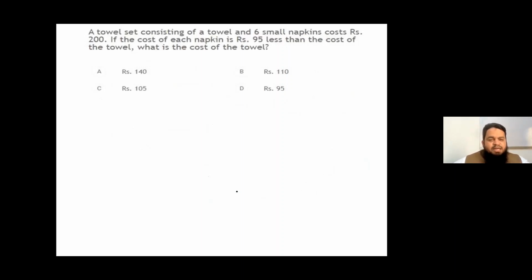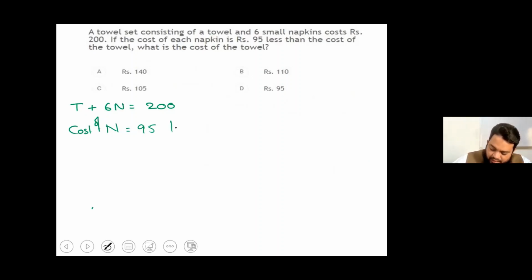Next question. A towel set consisting of a towel and 6 small napkins costs rupees 200. Okay, what is the first case he has given? Towel plus 6 napkins equals 200. Okay, fine. The cost of each napkin is 95 less than the cost of towel. So how are you going to write this? 95 less than towel. Okay, so let us go for it.